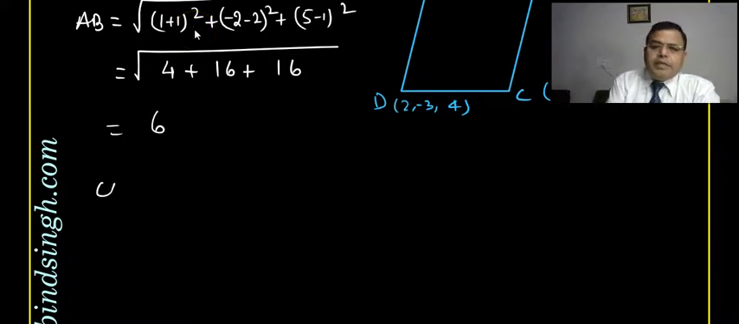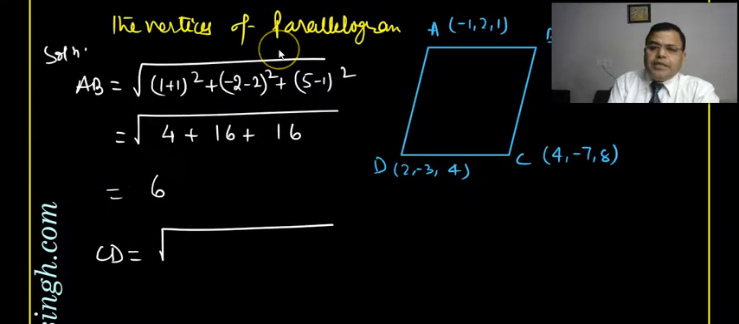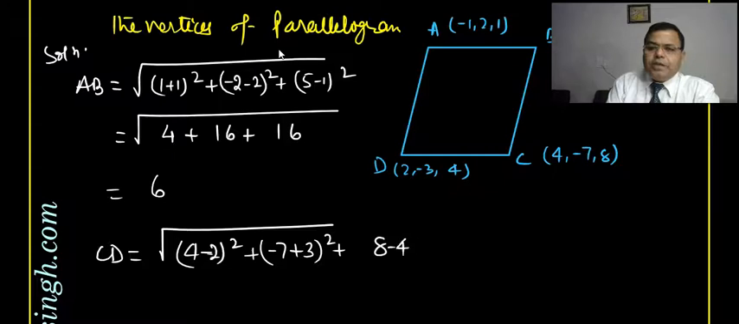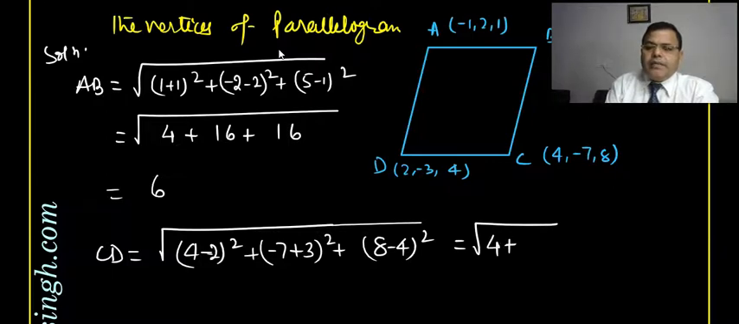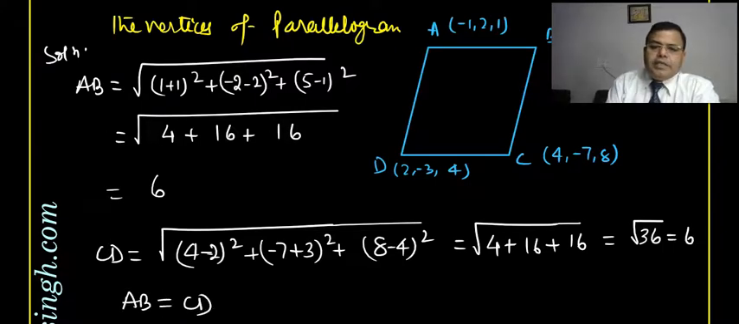CD. CD is the square root of (4 minus 2) whole square, plus (-7 minus 3) whole square, that is -10, plus (8 minus 4) whole square. This will be 2 whole square, which is 4, plus (-3 plus -1 plus 3)... 4 whole square is 16, and this is 16. Again this will be 36, so it will be 6. So AB is equal to CD. Therefore, AB is equal to CD.